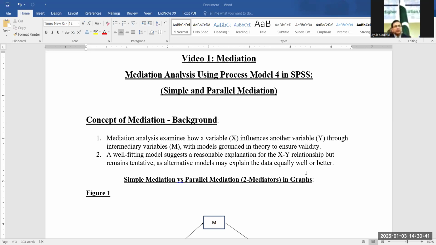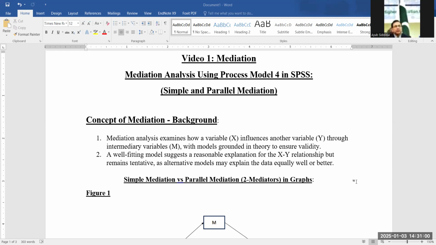In this connection, our today's discussion is on mediation, simple mediation. And then at length, we'll be discussing the parallel mediation. So let's begin with the concept and the background of the mediation.